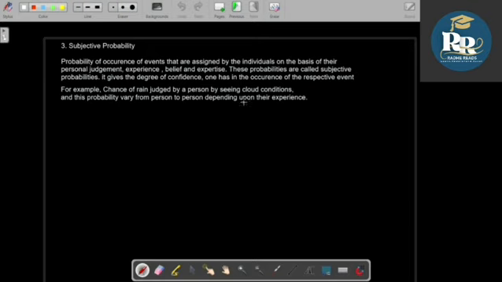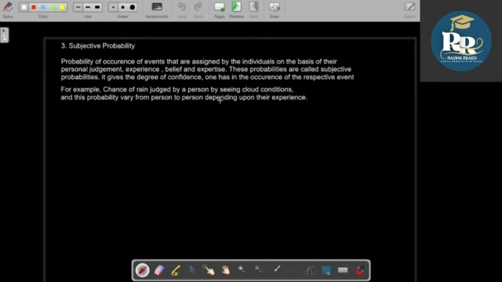So it depends on how accurately he reads the cloud conditions. Or I can say the weather reports given by the meteorological department about rain or other things, that is also subjective probability. It is based on one's experience and expertise, so it may vary from person to person. Since this is based on experience, we can't judge someone's experience, so this approach is not in practice.